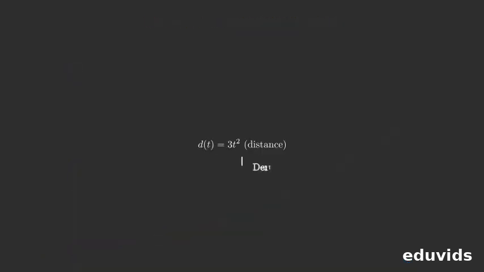For example, if distance equals 3t squared meters, the derivative 6t tells us the speed in meters per second at any t. At 2 seconds we plug in and get 12 meters per second. That is the exact reading the speedometer would show.